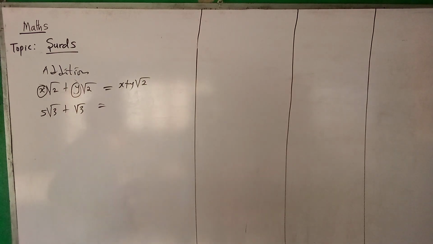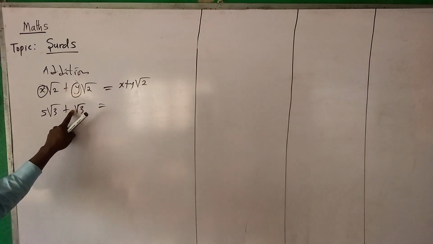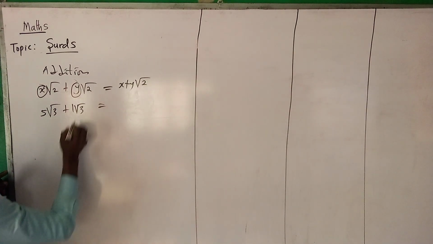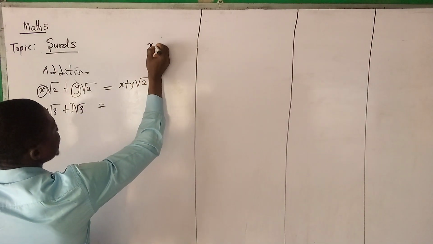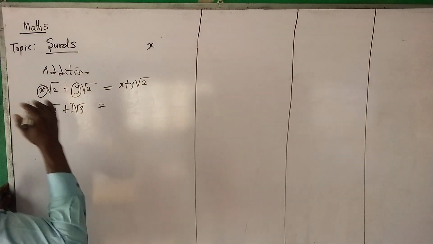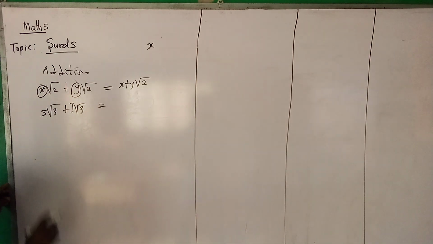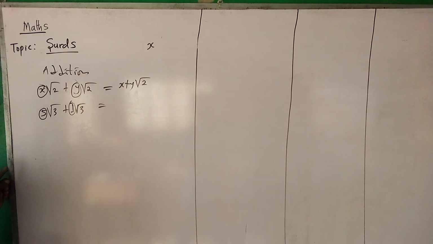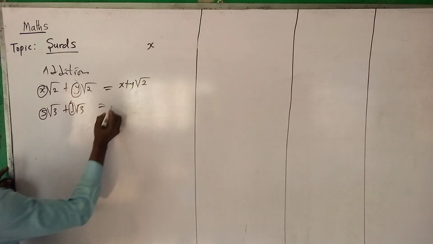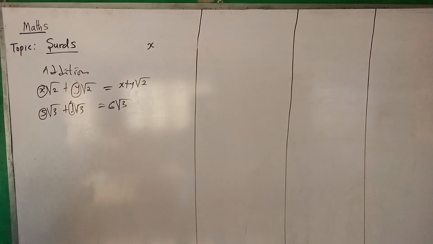Remember, the coefficient of this one is 5, right? This one is 1. Is it because I did not write 1? It is 1. Because if I have x here, you know that x means 1x, right? So this means 1 surd 3. Then you can add the coefficient by saying 5 plus 1 is 6. Then you collect 1 surd 3, right?